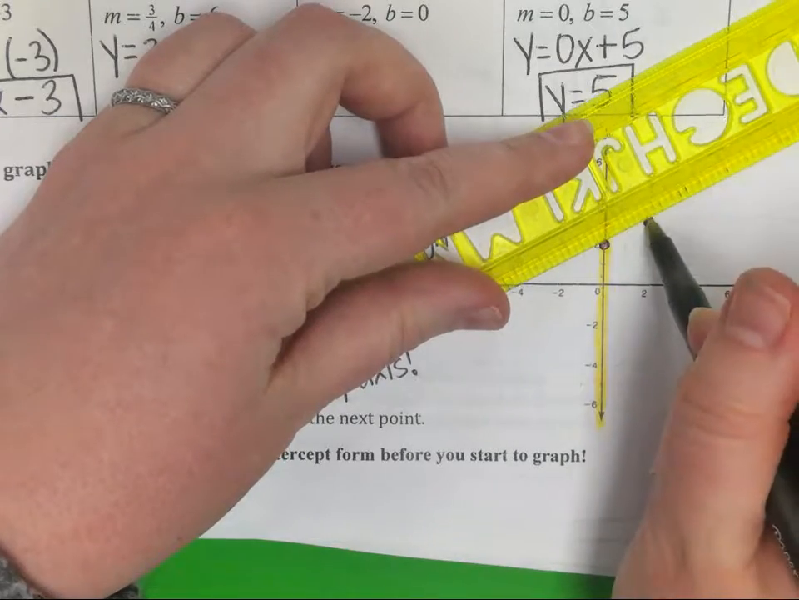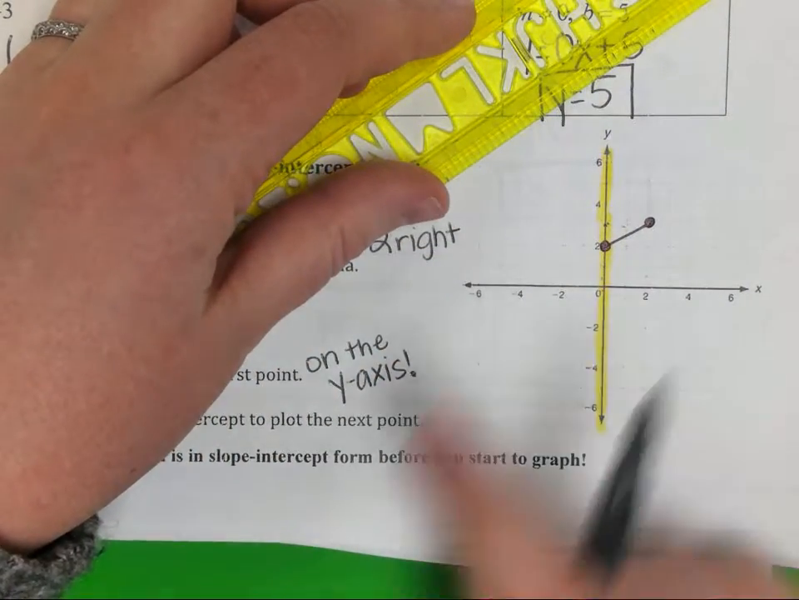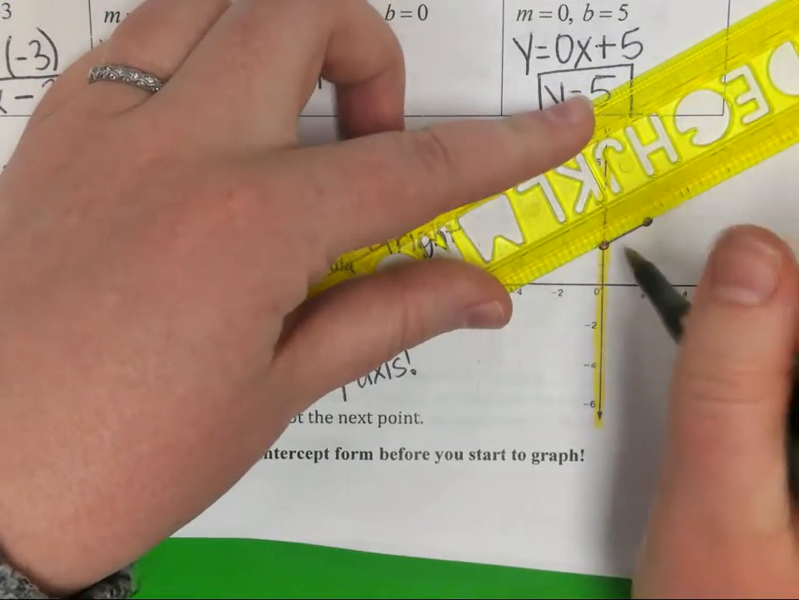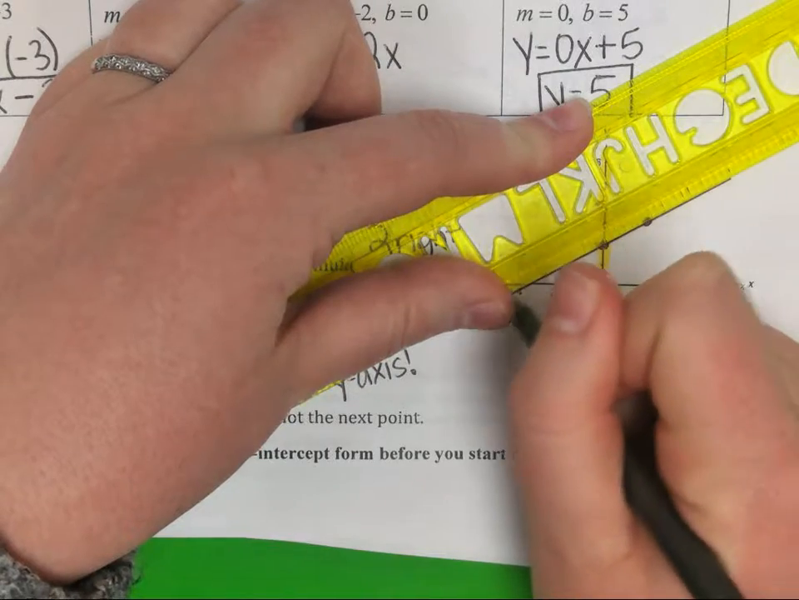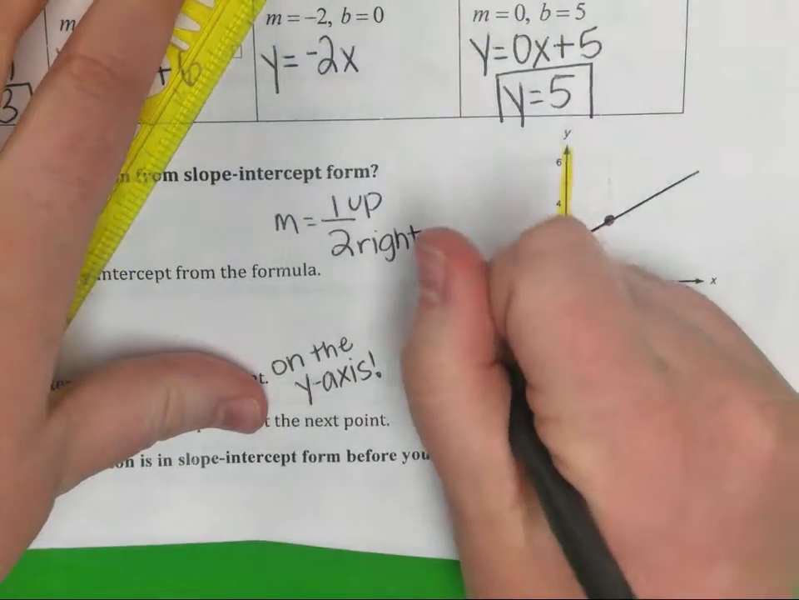Again, don't make a line like this. This will make me mad. That is not a line. That is a line segment. I don't like it. Don't do it. Okay? You want to go past the points. And lines go on forever, so what can I put at the end? Arrows.